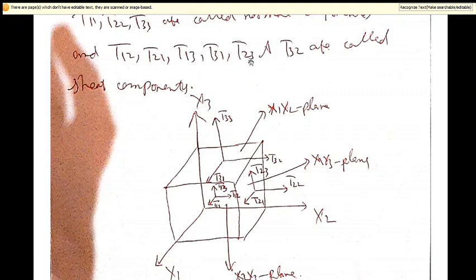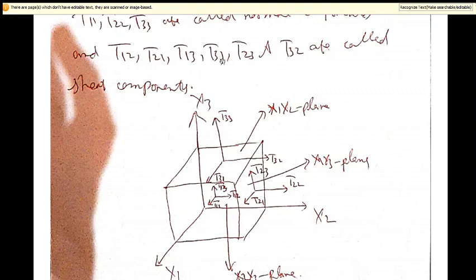Suppose you have T23, it means that this component will lie in a plane whose normal is in x2 direction, and this is in the direction of x3 axis. With the normal in x2 direction, it must lie in the x1 x3 plane. So this is the x1 x3 plane, and this is T23. The first index 2 is telling that it is a plane whose normal is x2, and this is in the direction of x3.